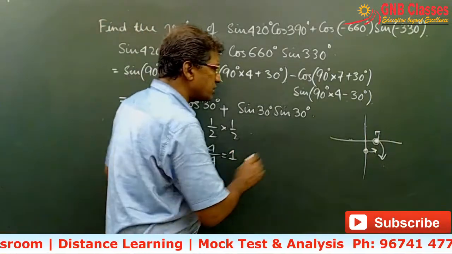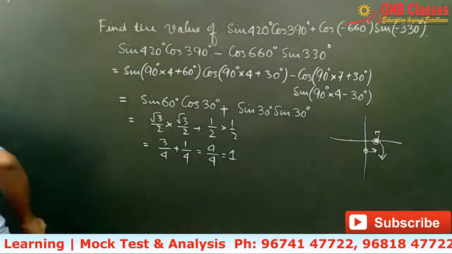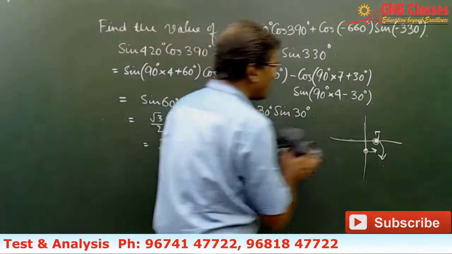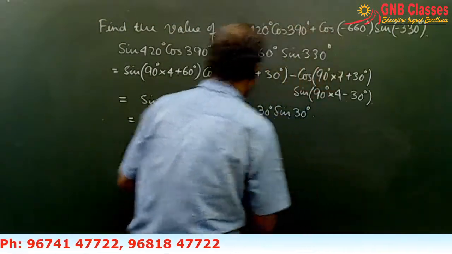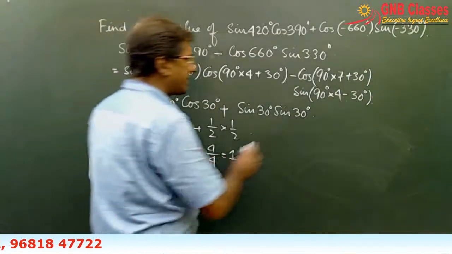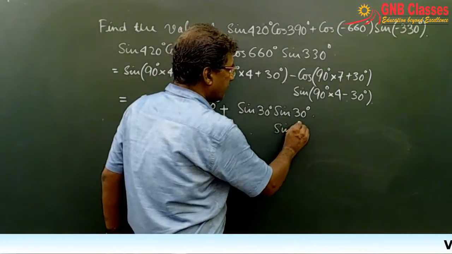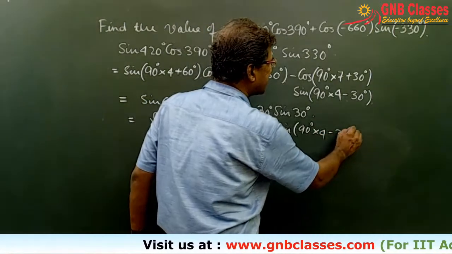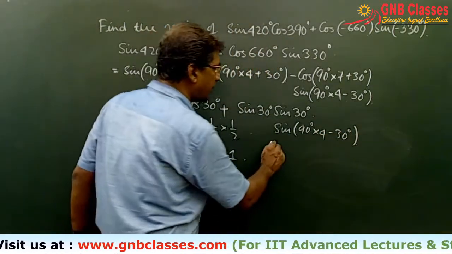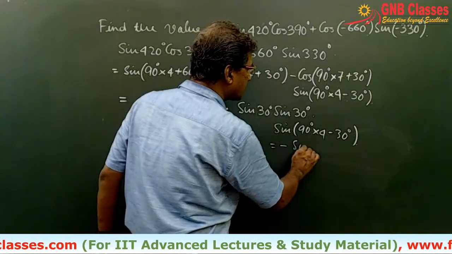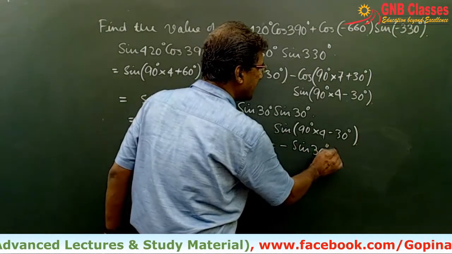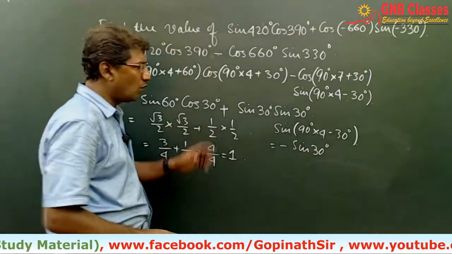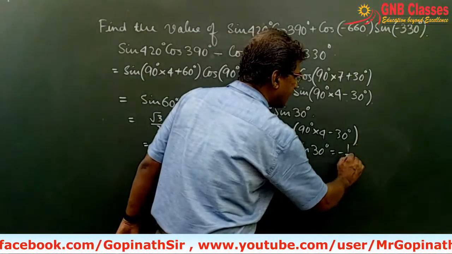Now I will just mention one thing here. As I told you that you are going to get the same value even if you do the minus thing. Let us check whether it is coming the same or not. Right now we got 90 into 4 minus 30 degree, that is sine 330 degree I have written in this way. And we are getting what? Minus of sine 30 degree. Tell me yes or no. Just now we got that? Okay. So we are getting the value as minus half.